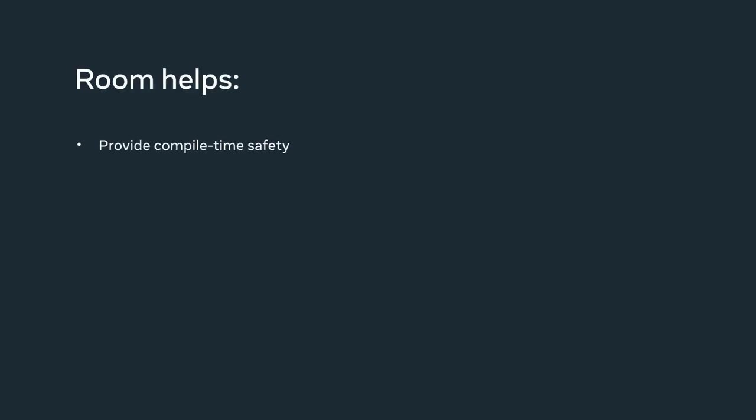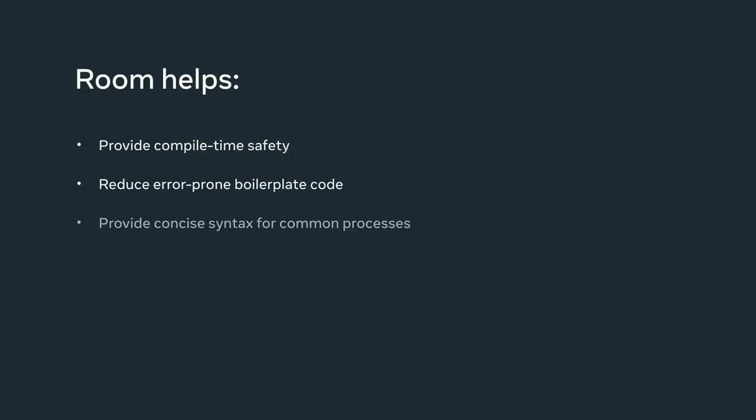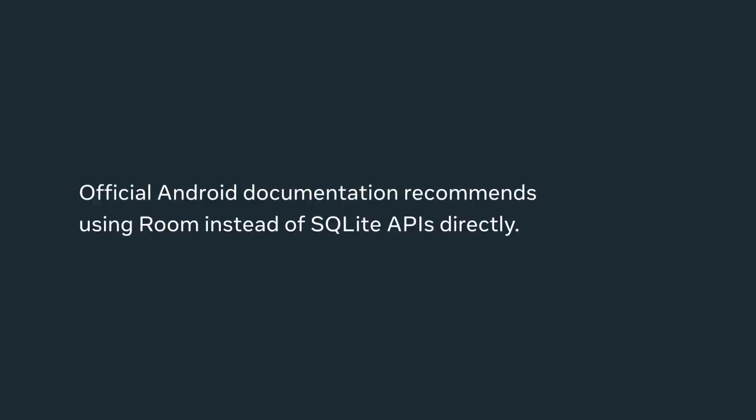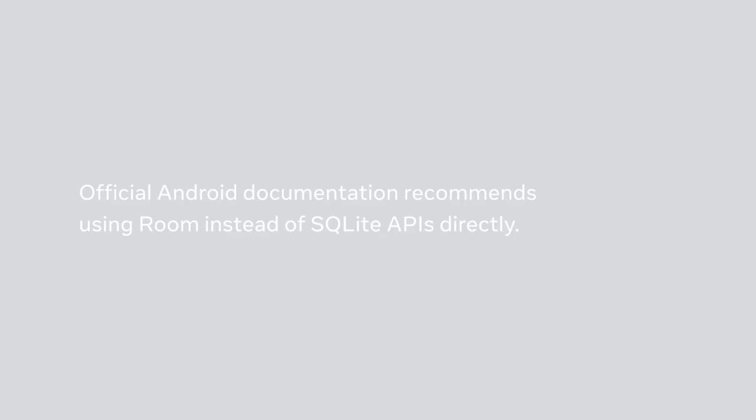The benefits of Room include that it provides compile time safety, that is, the syntax of queries is validated at compilation time. It reduces the error-prone boilerplate code that needs to be written to define and run queries, especially by providing concise syntax for common processes such as CRUD operations. For such reasons, the official Android documentation does recommend using Room over using SQLite APIs directly.